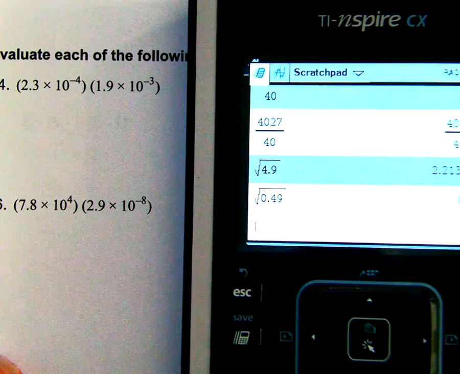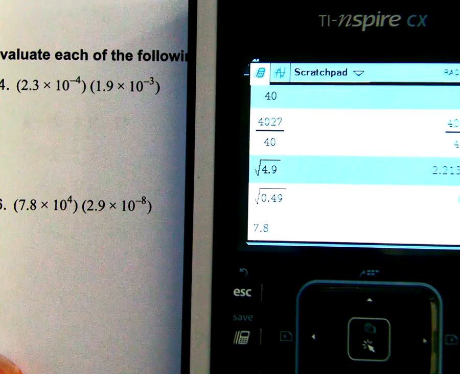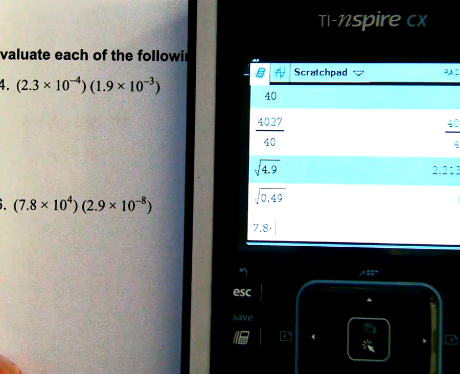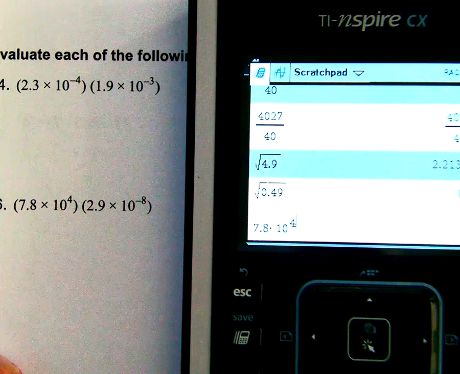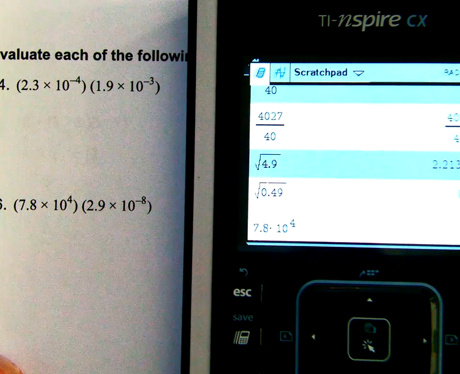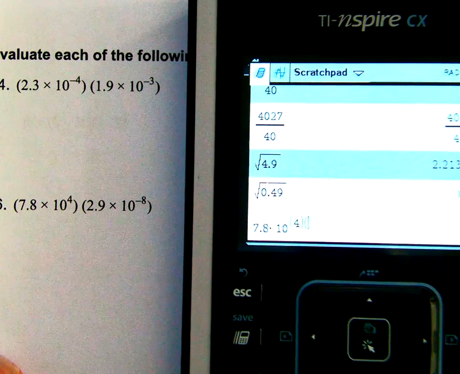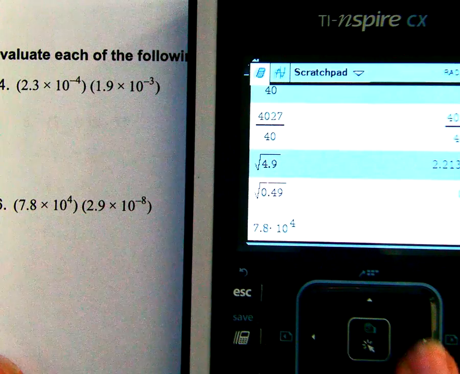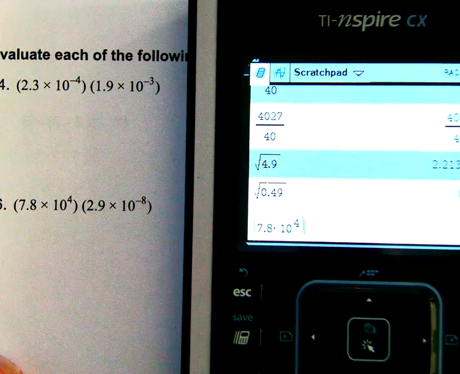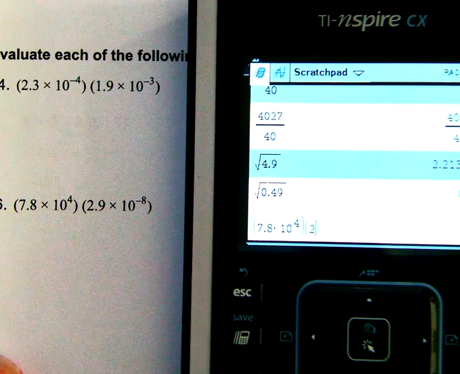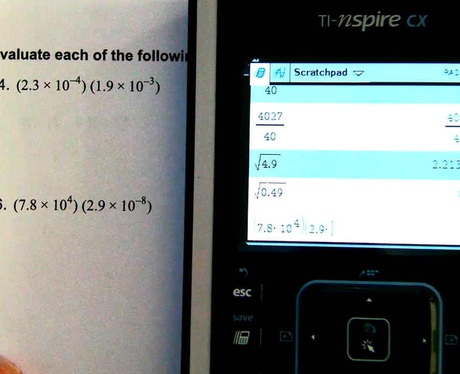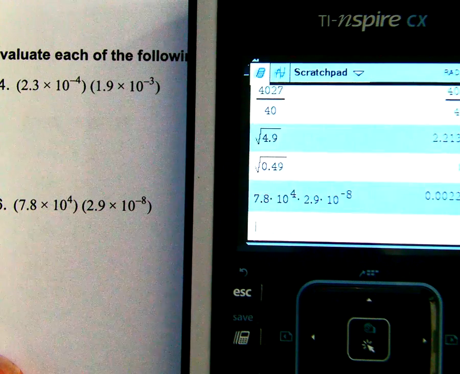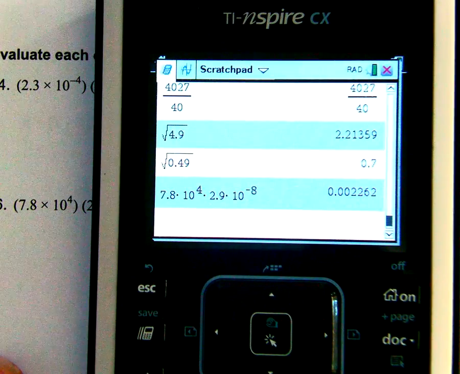So we're going to multiply 7.8 times 10 to the 4th. And we're going to multiply that, I might get out of the exponent, times 2.9 times 10 to the negative 8th. Okay, so you're going to get this number right here, 0.002262.